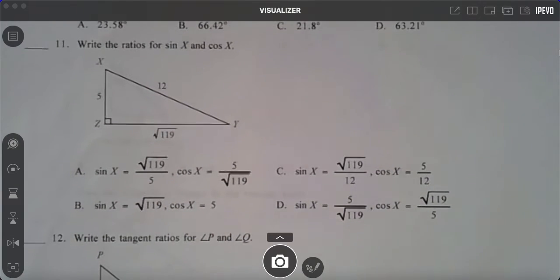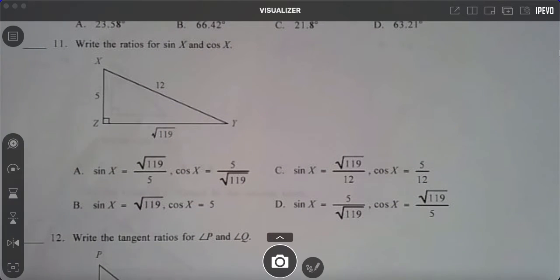All right. So it says, what are the ratios for sine x and cosine x? Y'all, a ratio means you're going to write it as a fraction, right? 2 to 3 could be written as 2 over 3. That's a fraction. For every 2 boys, there's 3 girls. 2 to 3. 2 over 3. So your answer is going to be written as a fraction.